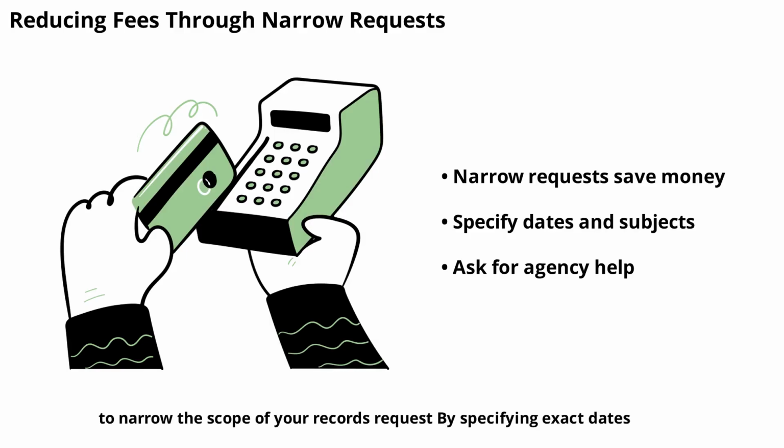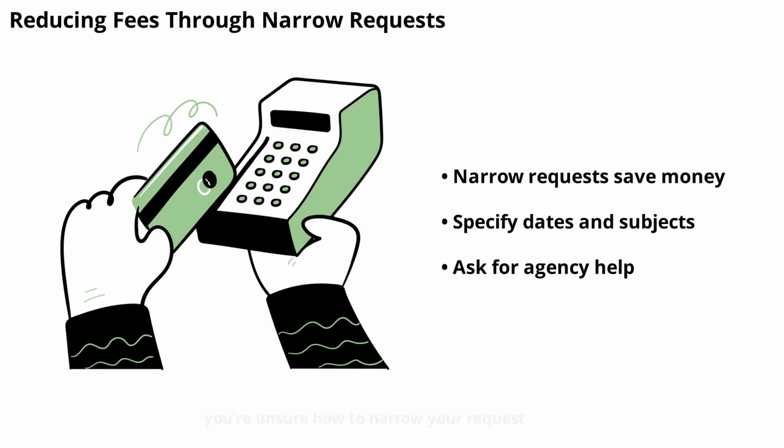One effective way to reduce fees is to narrow the scope of your records request. By specifying exact dates, subjects, or types of records, you can minimize the time and resources required to fulfill your request. Agencies are often willing to help you refine your request to make it more manageable and affordable. Don't hesitate to ask for assistance if you're unsure how to narrow your request.